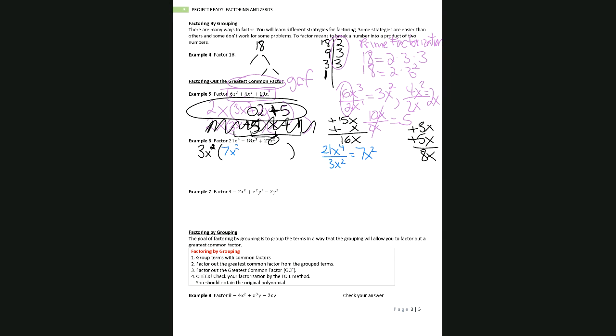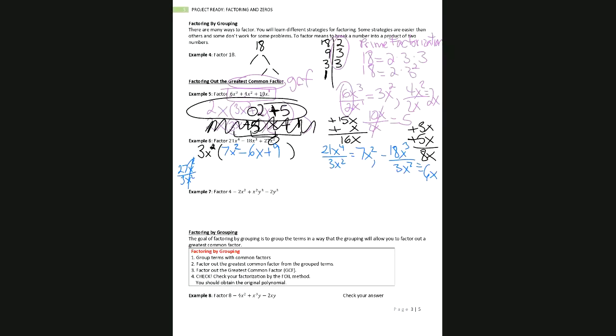Next expression is negative 18x cubed, and we're factoring positive 3x squared. So negative 18 divided by 3 is negative 6, and then x cubed divided by x squared is x. So that's going to be negative 6x. And then lastly, we have 27x squared. We're dividing by 3x squared, so that will give me positive 9. That's it, positive 9.